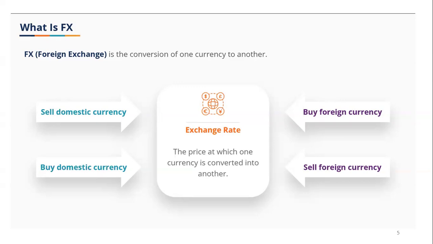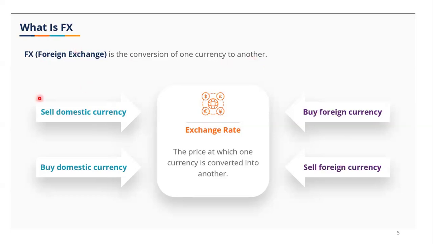So when we talk of Forex or the FX market, we are actually talking of the foreign exchange market. So it's a short form of the foreign exchange market. So the foreign exchange is the conversion of one currency into another.